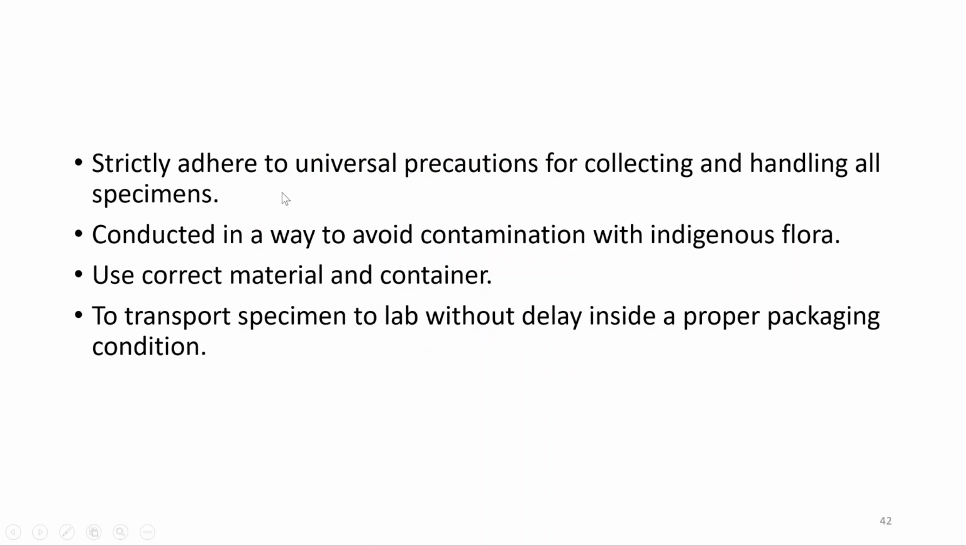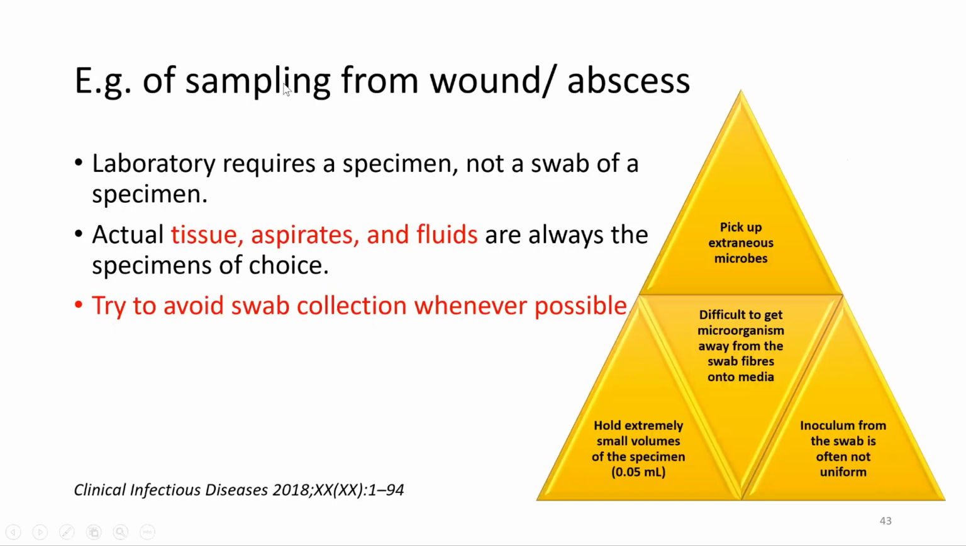And during the sampling procedure, you should strictly adhere to all the universal precautions for collecting and handling all specimens. The technique of specimen collection should be conducted in a way to avoid contamination with indigenous flora. I will give you one example afterwards for you to have a clear picture. And use the correct material for sampling and a correct container for transport. Ideally, for bacterial culture and sensitivity, the specimen should be transported to the lab without delay in proper packaging condition. All right, this is the example that I was talking about.